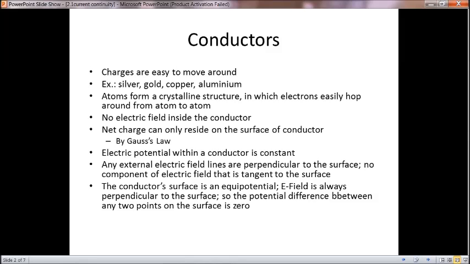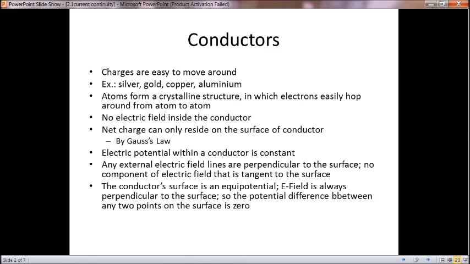The electric potential within a conductor is constant, and any external electric field lines are perpendicular to the surface. No component of the electric field is tangent to the surface of the conductor. So only external electric fields perpendicular to the surface are present, only the normal component.